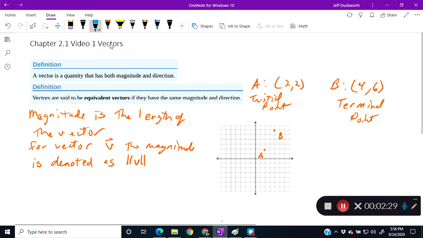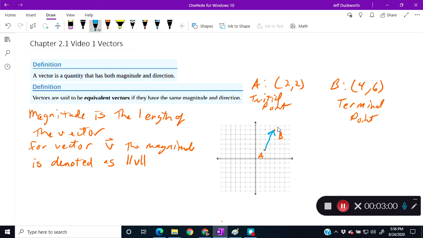And to draw the vector between these 2 points, just connect them with a straight line. And we draw an arrow in the direction of where our vector is pointing. So because the terminal point is (4, 6), it goes from (2, 2) to (4, 6). It's going in the upper right direction. And hence that's how we'll illustrate it with an arrow.